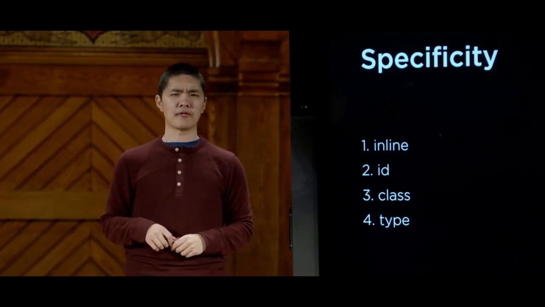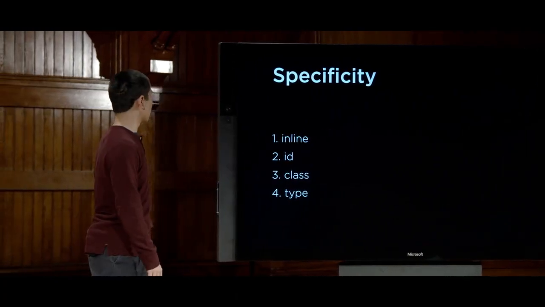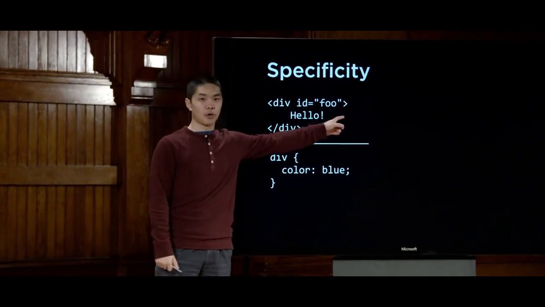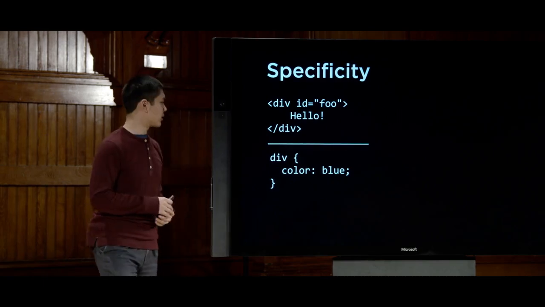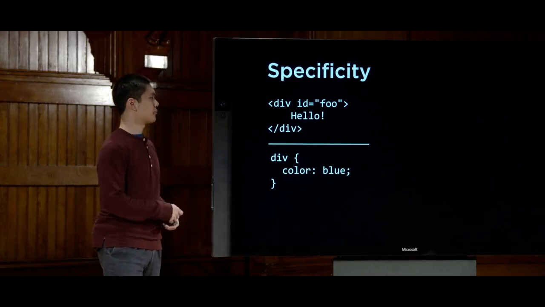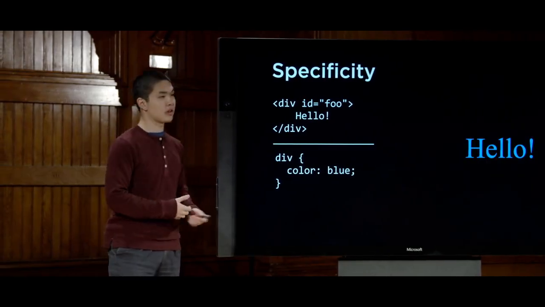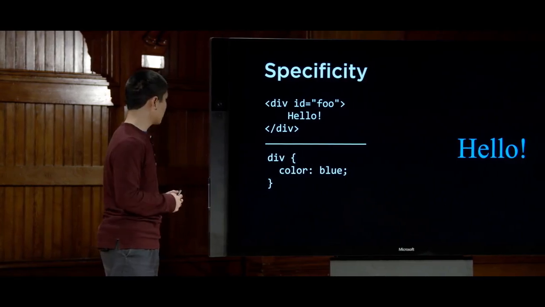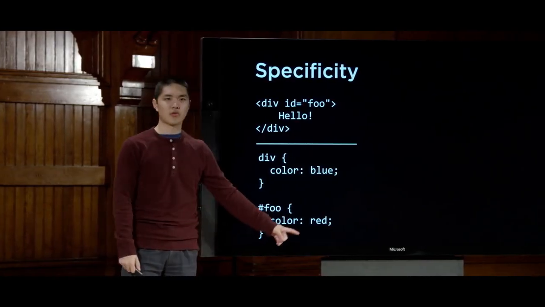So let's take a look at an example of this. Let's look at this code, for example, where I have a div whose ID is foo, inside of which I'm just saying the word hello. And the CSS code that I've included here says for all divs, I would like to give those a color of blue. Obviously, in that case, there's nothing conflicting. We're going to see the word hello in blue. But what happens now if we add that anything with ID foo should be colored red?